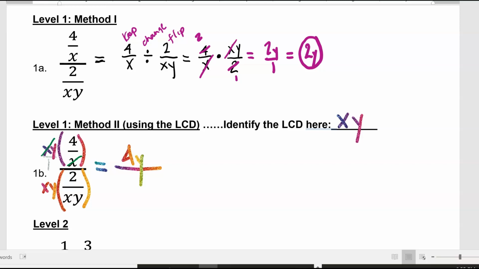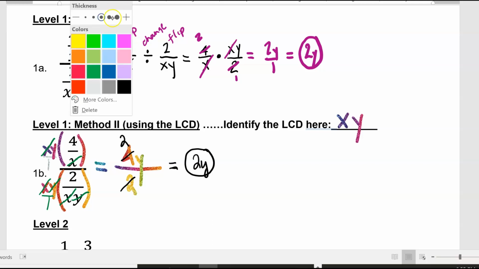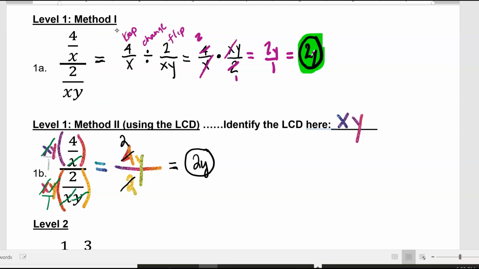So what are we canceling from the denominator? All right, again, this is like over 1, so the x in the numerator cancels with the x in the denominator. This y in the numerator cancels with this y in the denominator, and you're left with 2. So can you do anything else? Yes, because 2 divides into 4 2 times. And what we're left with is 2y over 1 again, which is 2y. So notice that we get the same answer for method 1 and method 2.